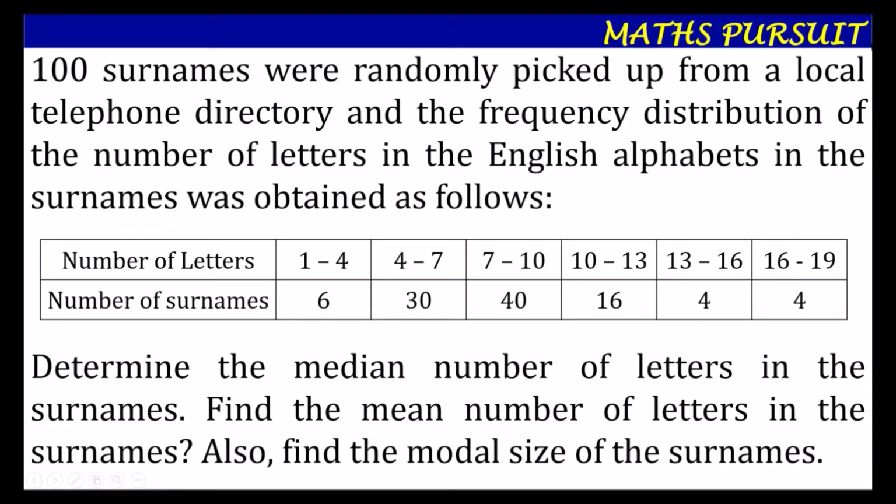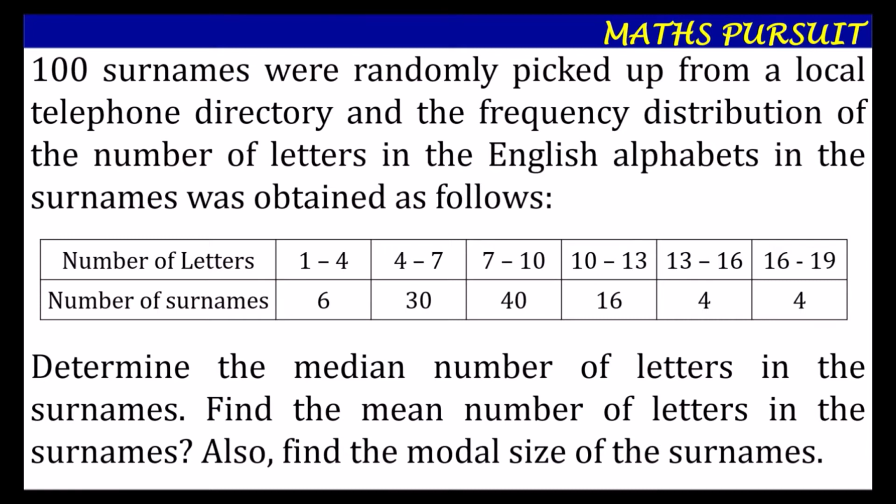The given question is: 100 surnames were randomly picked up from a local telephone directory and the frequency distribution of the number of letters in the English alphabets in the surnames was obtained as follows. They have given the number of letters and number of surnames. When the number of letters is within 1 to 4, the number of surnames is 6; 4 to 7, 30; 7 to 10, 40; 10 to 13, 16; 13 to 16, 4; 16 to 19, 4. Determine the median number of letters in the surnames.